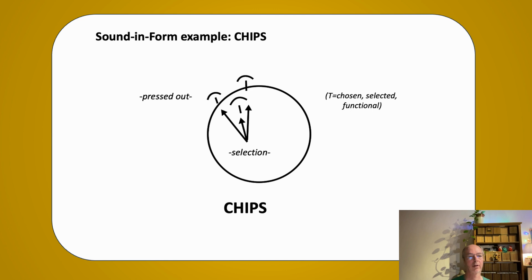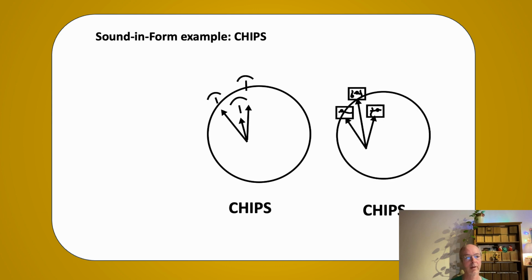So if I take all these letters together, there will be a pressed out selection of what will be chosen as something that I think will be functional in my orientation, that I think this is the thing that I want to use. So the chips are, you know, there are 2 kinds of chips. You have the normal chips to eat, but first some drink.